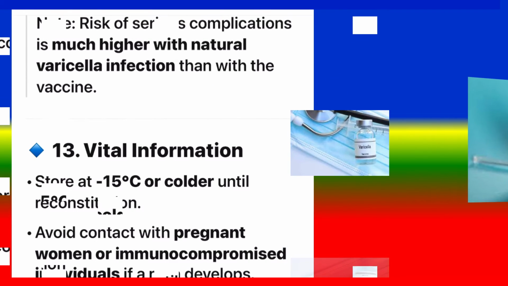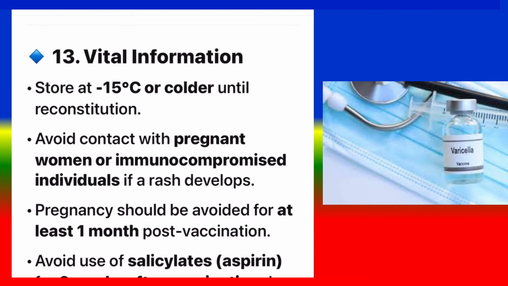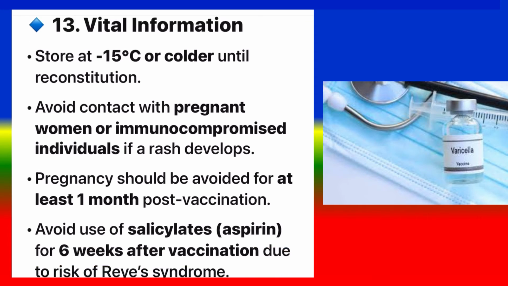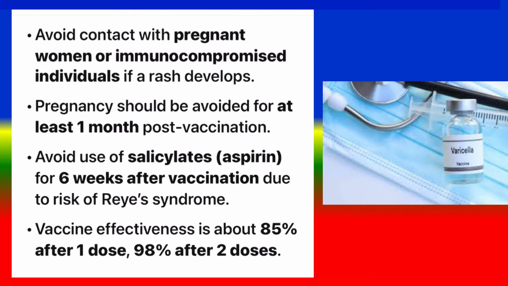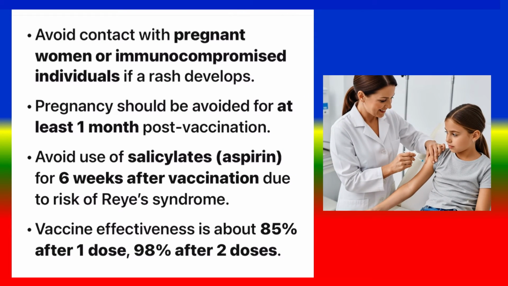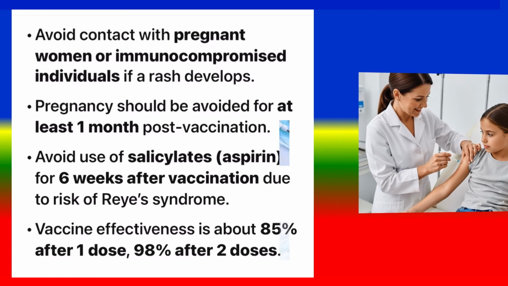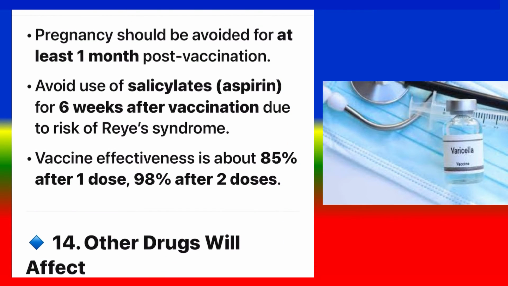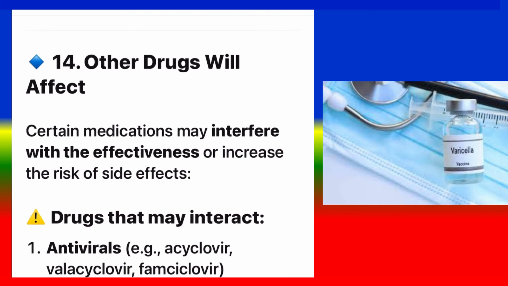13. Vital information. Store at 15 degrees Celsius or colder until reconstitution. Avoid contact with pregnant women or immunocompromised individuals if a rash develops. Pregnancy should be avoided for at least 1 month post-vaccination. Avoid use of salicylates, aspirin, for 6 weeks after vaccination due to risk of Reye's syndrome. Vaccine effectiveness is about 85% after 1 dose and 98% after 2 doses.